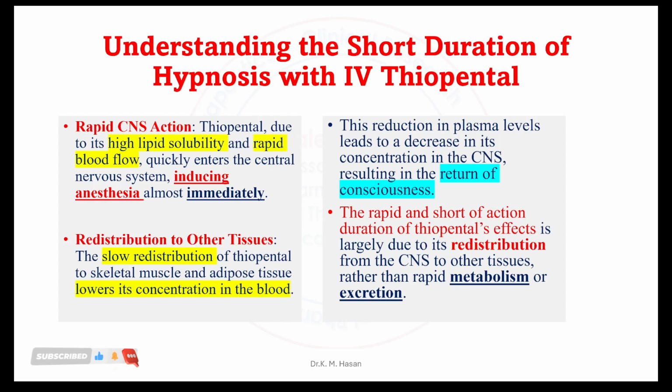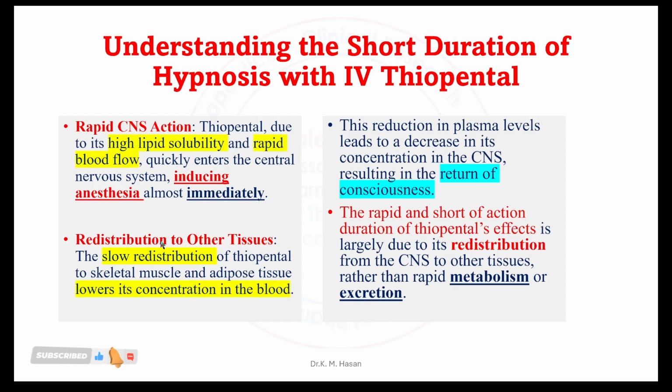Do we need to understand the short duration of action of hypnosis, the induced sleeping by thiopental? The answer is yes. Thiopental is considered a rapid central nervous system-acting drug due to its high lipid solubility and the rapid blood flow. This medication quickly enters the central nervous system and induces anesthesia immediately. So when you administer this medication IV, you can see the patient falls asleep and enters the stage of anesthesia.